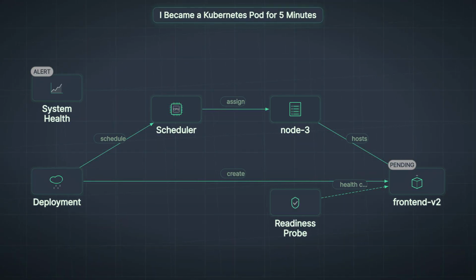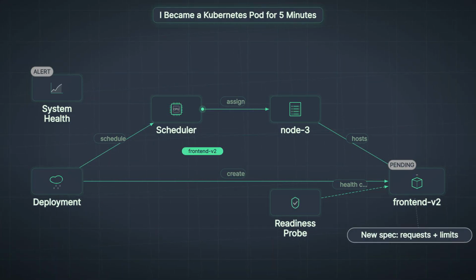The pod is created, passes the scheduler, lands on a node, and passes the readiness probe. It's marked running and starts serving traffic without overloading the node.